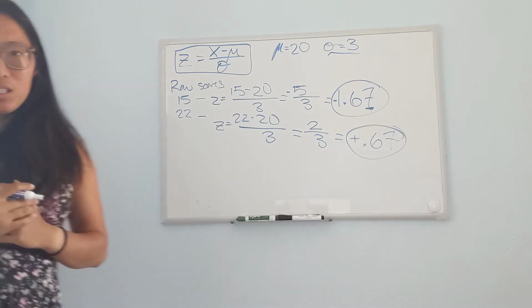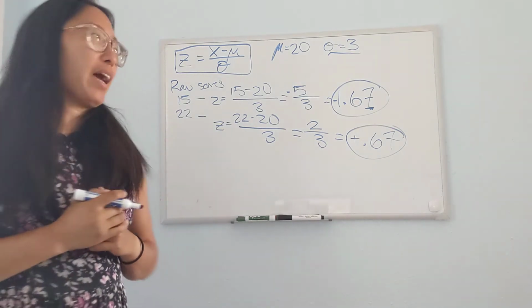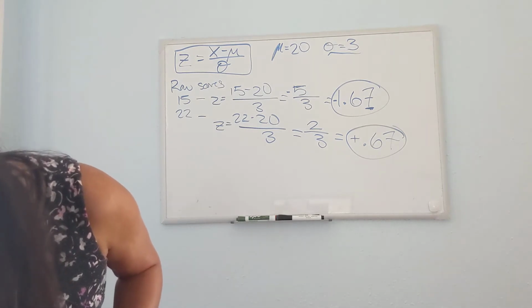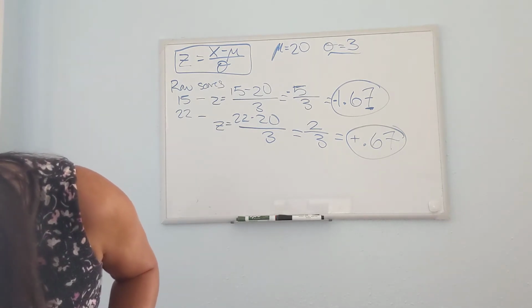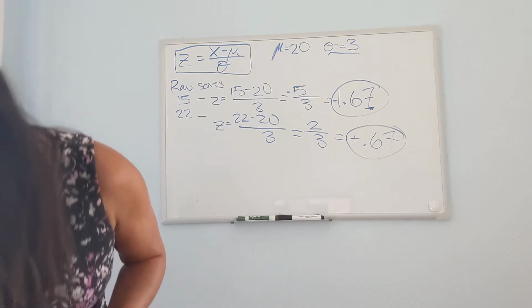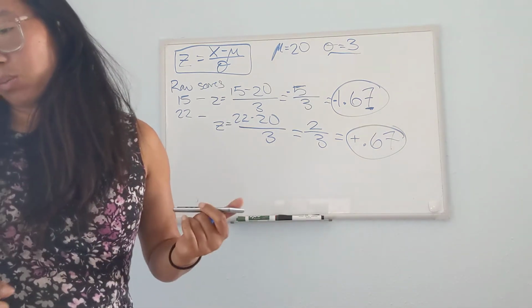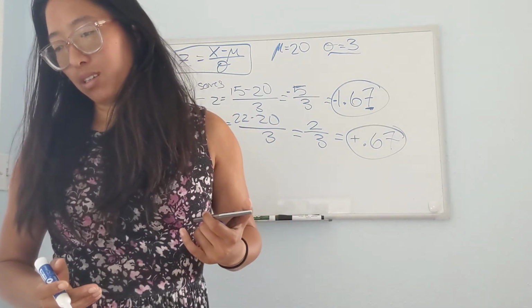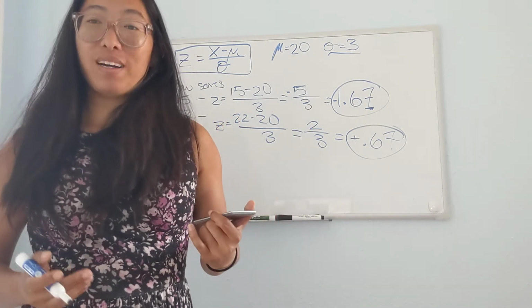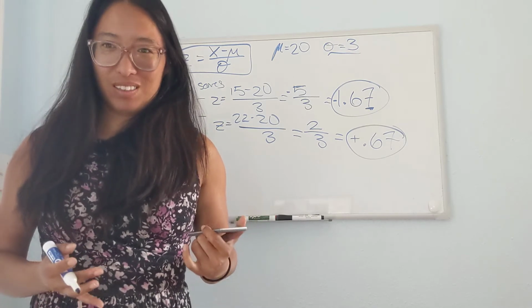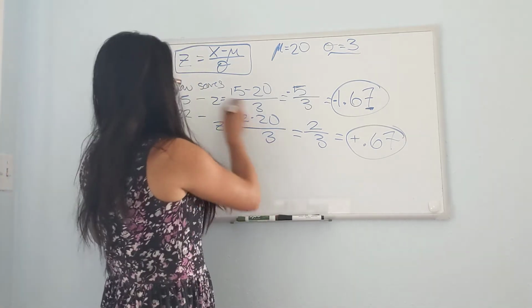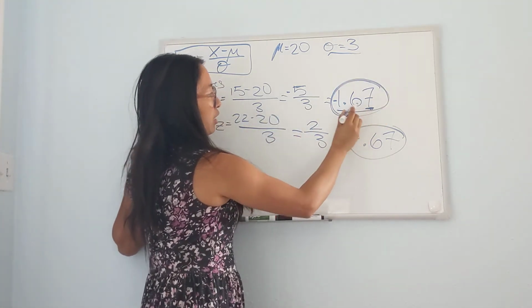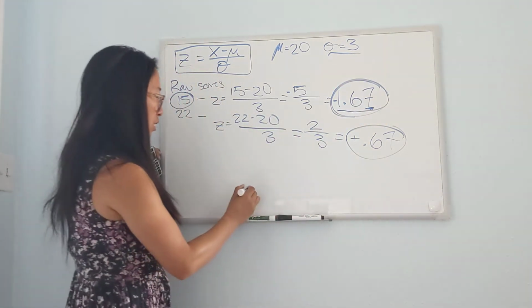And then for the next problem, for number 4, I asked about drawing out a raw score of 15, right? And then how that corresponds, what area does that correspond to, right? So for 15, we already calculated this z-score of negative 1.67.